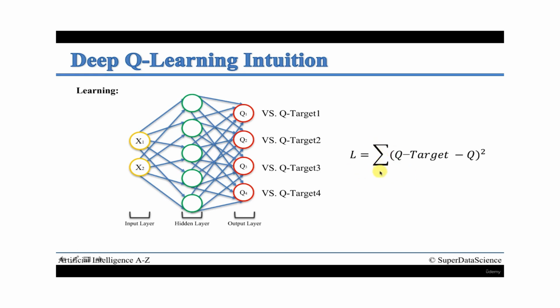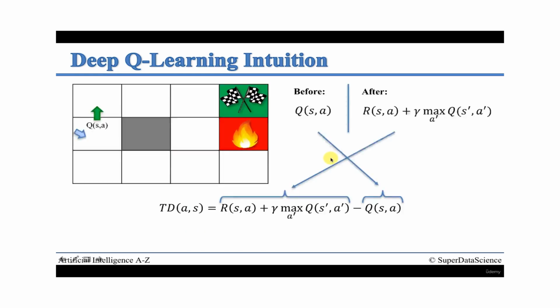So we're going to take the sum of the squared differences of these Q values and their targets, and we're going to sum them up, and that's going to be our loss. And so ideally, just as we had in the temporal difference learning, so if we go back for a second, remember we said ideally we want this to be equal to this. So we want the temporal difference to be 0.